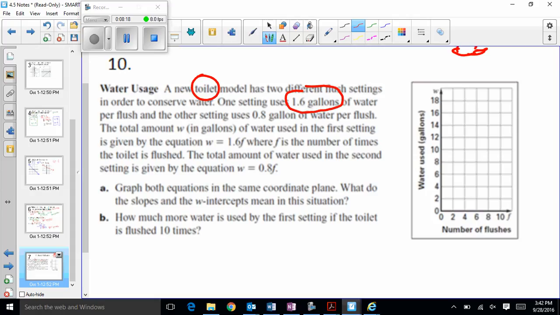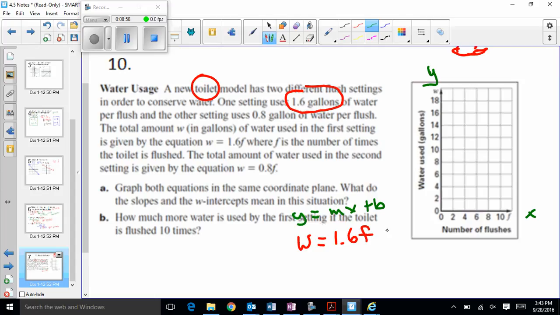Graph both equations in the same coordinate plane. What do the slopes and the w-intercepts mean in this situation? Okay, well, I'm going to treat this W equals 1.6 F like it's in slope-intercept form. Above there, I'm going to write y equals mx plus b. You notice F, number of flushes, is on the x-axis. The water use, W, is on the y-axis. So this can be my water can be my y, and then the flushes can be my x.